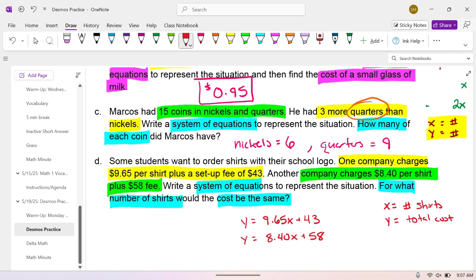What's your flat rate? So now you're gonna set up your second equation pretty much the same way as the other equation.